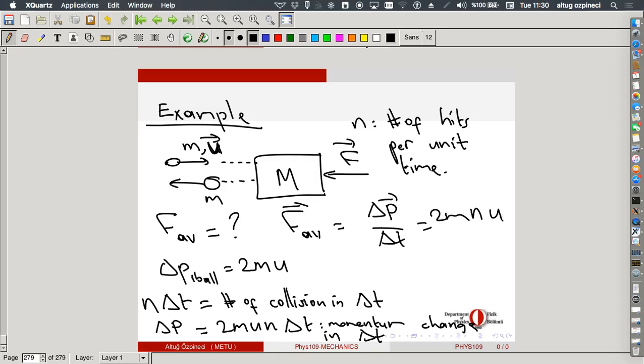But we know that the average force exerted on the balls by my box is nothing but the average force that the balls exert on my box, because of Newton's third law. The force that my box exerts on the balls is the same as the force that the balls exert on my box. So I calculated the average force on the balls. That gave me the average force on the box. Of course, they will be in opposite directions, but since I'm considering only the magnitudes, I don't care about the direction. So 2m and u.